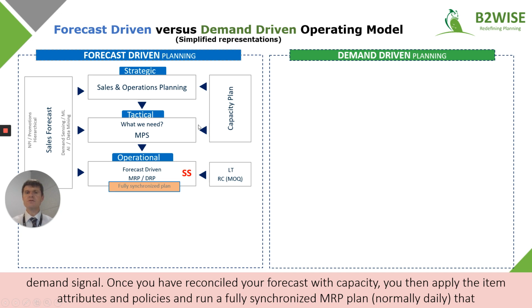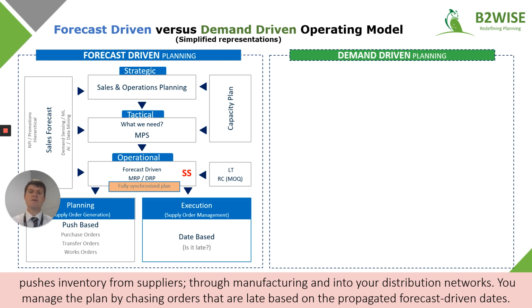Once you have reconciled this demand with capacity, you then apply the item attributes and policies and run a fully synchronized plan, and normally this is done daily, that pushes inventory from suppliers through manufacturers into your distribution networks. You manage the plan by chasing orders that are late based on these propagated forecast-driven dates.